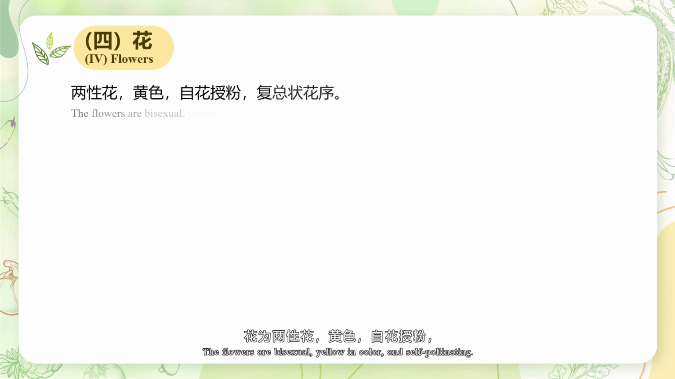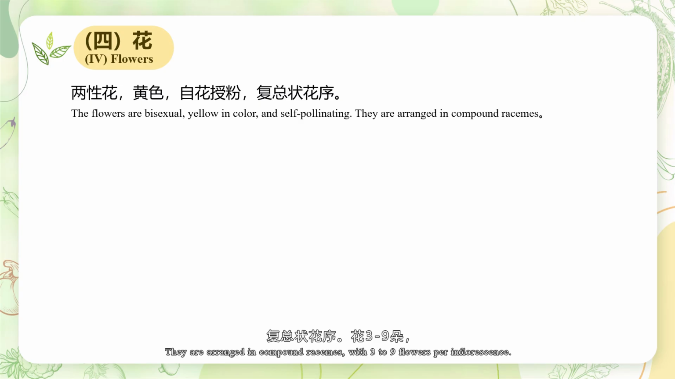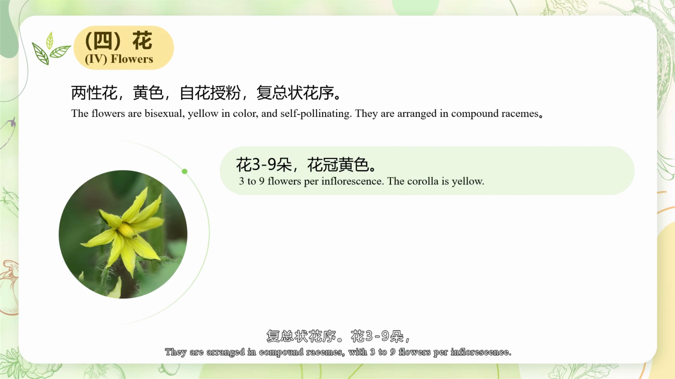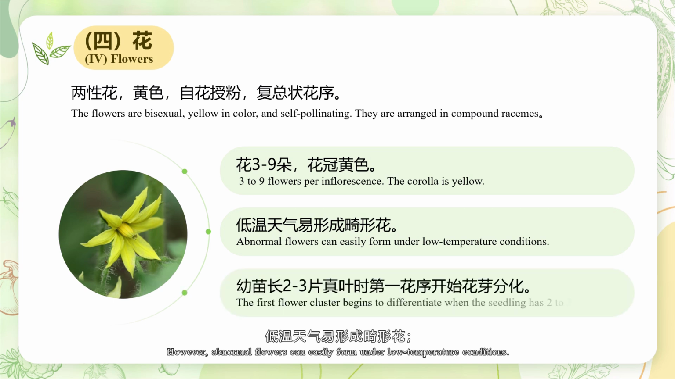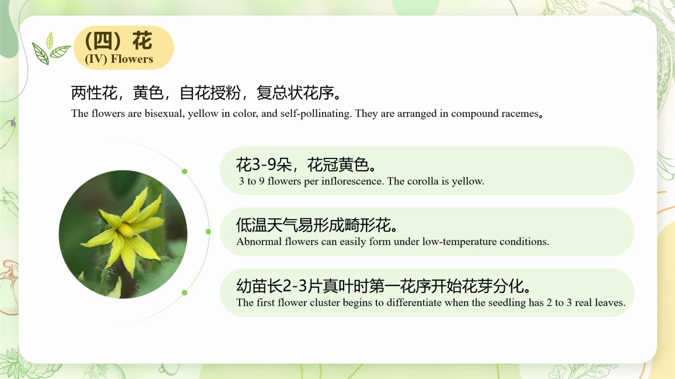4. Flowers. The flowers are bisexual, yellow in color, and self-pollinating. They are arranged in compound racemes, with 3 to 9 flowers per inflorescence. The corolla is yellow, and self-pollination is common. However, abnormal flowers can easily form under low-temperature conditions. The first flower cluster begins to differentiate when the seedling has 2 to 3 real leaves.